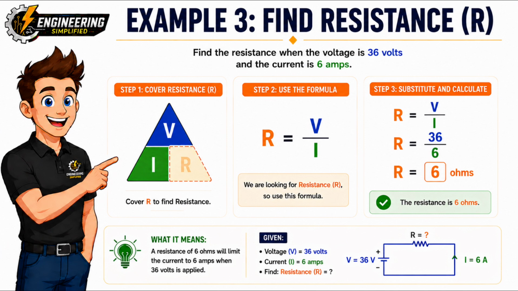For our third example, we're going to find resistance. The voltage is 36 volts and the current is 6 amps. Cover R on the triangle. We are left with V divided by I. So R equals V divided by I. Substitute the values. R equals 36 divided by 6. Therefore, the resistance is 6 ohms.